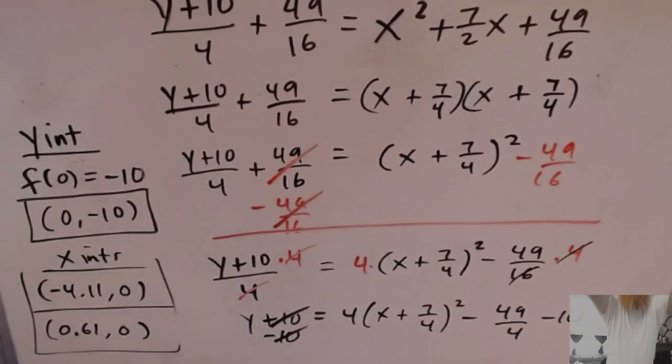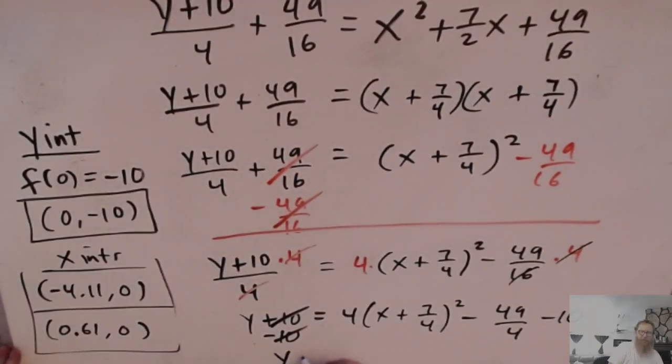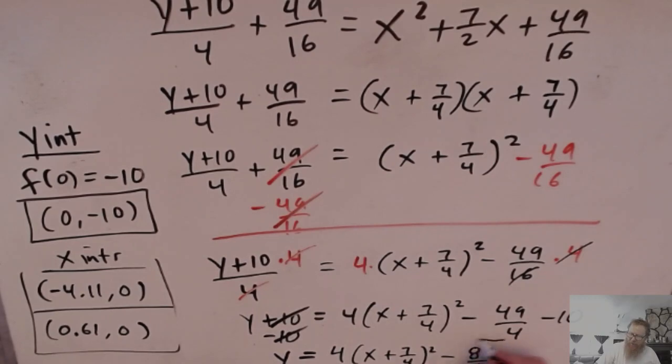See if I got enough room to write the answer down here. So the answer is y equals, I don't know if you can see that y. If not, I'll write it again. 4 times x plus 7/4 squared minus 89/4. And that is your vertex form.